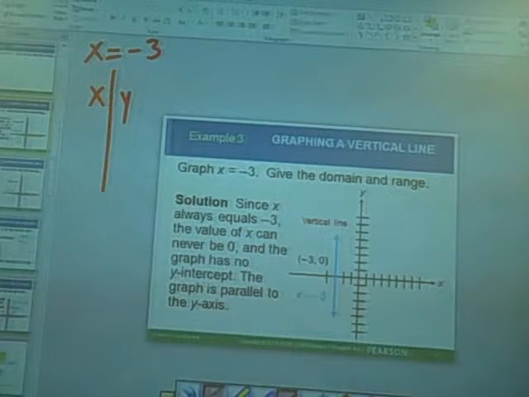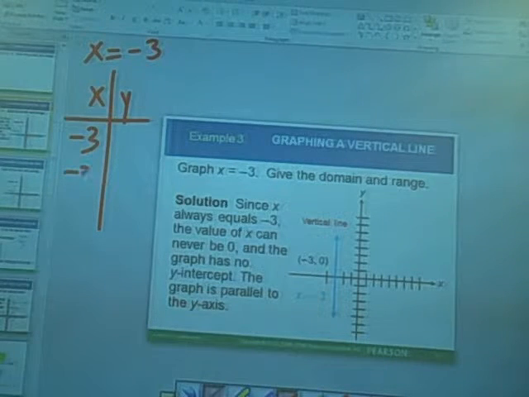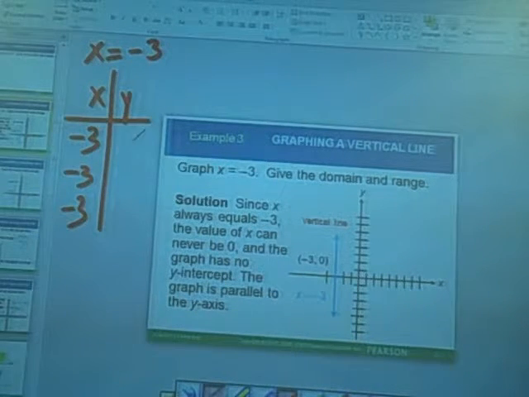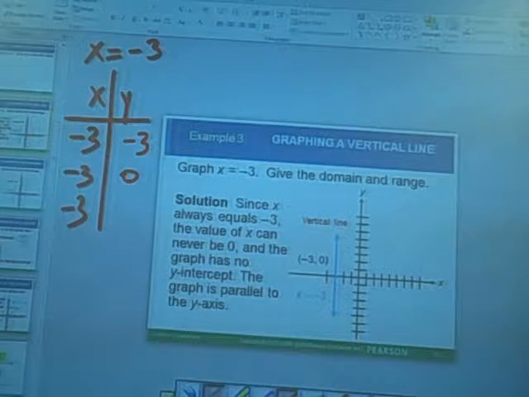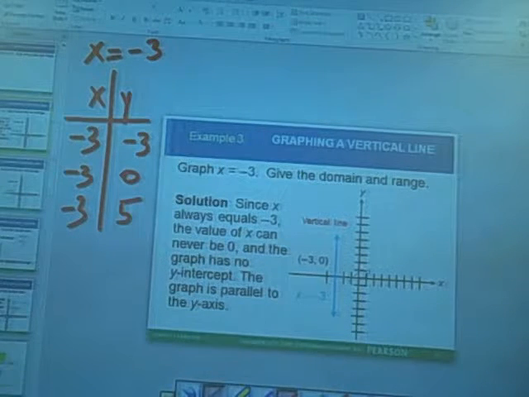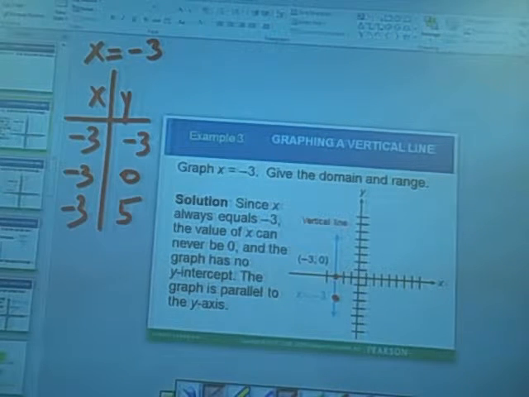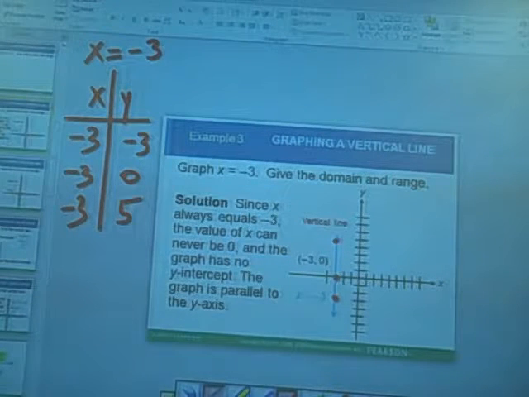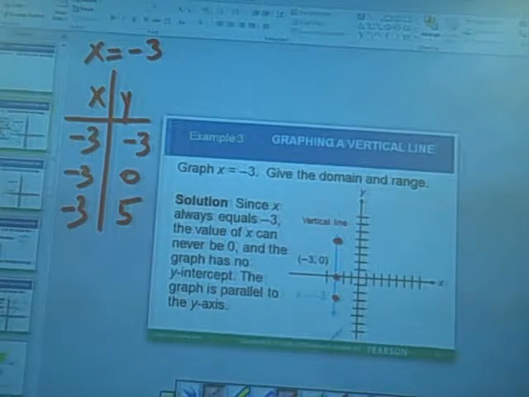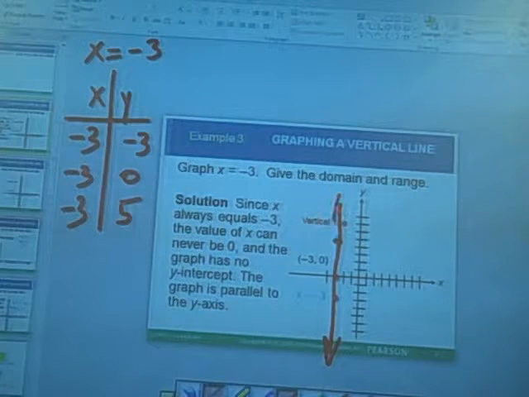So now x is negative 3 forever, and you can put anything in here for y, like negative 3, 0, 5. Well, here's negative 3, negative 3. And then here's x is negative 3, y is 0. And then here's 1, 2, 3, 4, 5, negative 3, 5. So you can see that that's a vertical line. And so this goes through the x-axis at negative 3. Okay, so that's your vertical line.